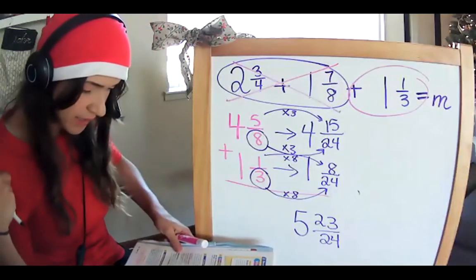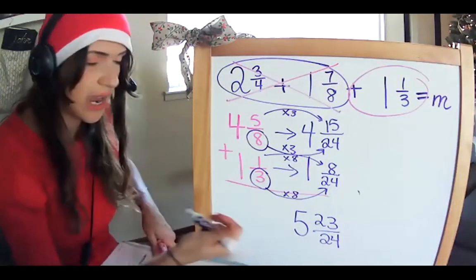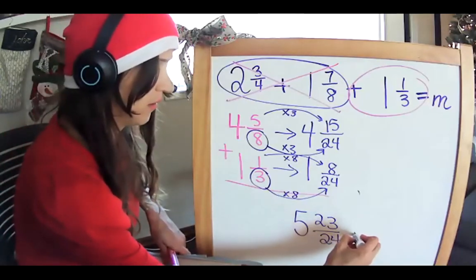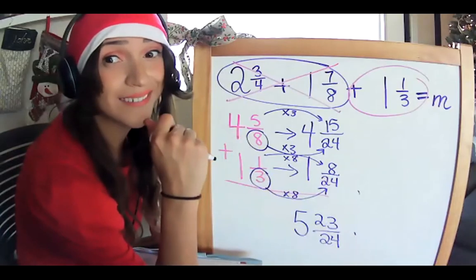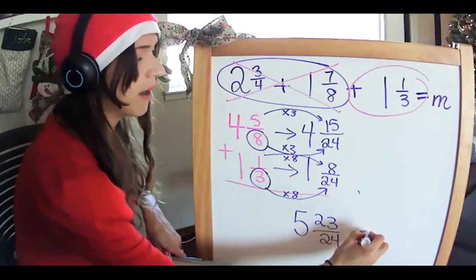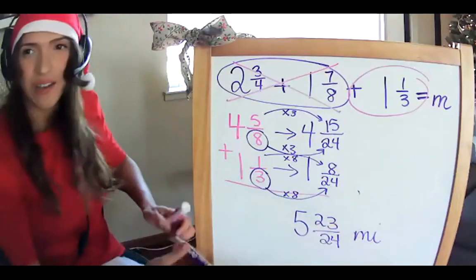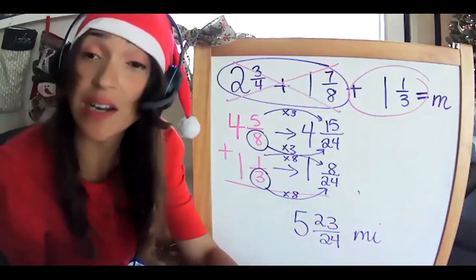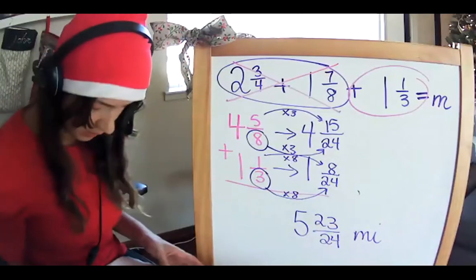So that being said, how far will Jesse hike in total? 5 and 23/24 is almost a whole. Basically 5 and 23/24 miles. Miles. You're solving a real problem, not just an equation, so you need to make sure you include your units.